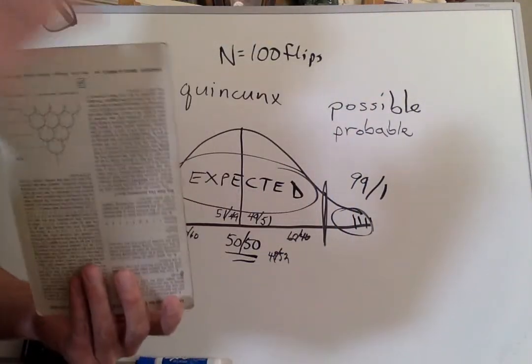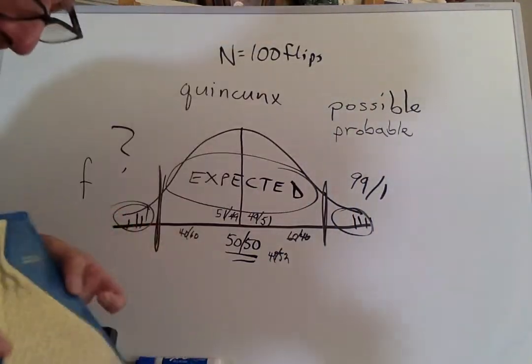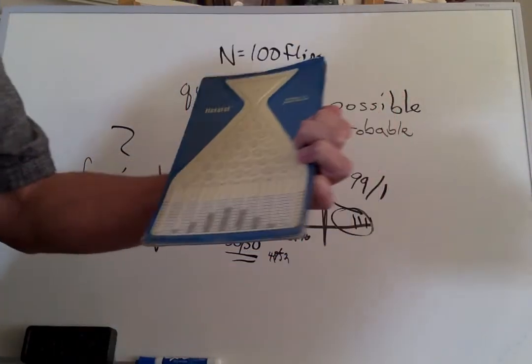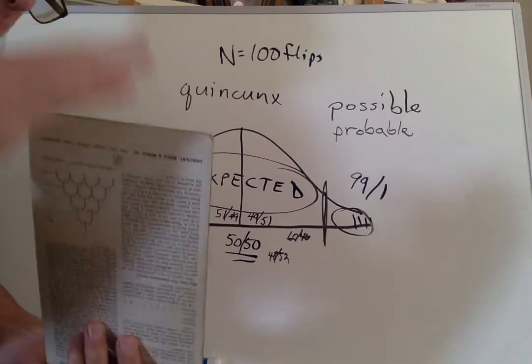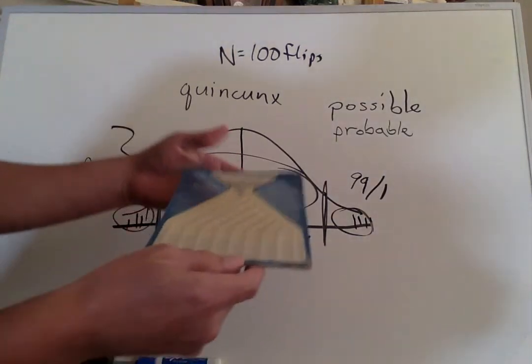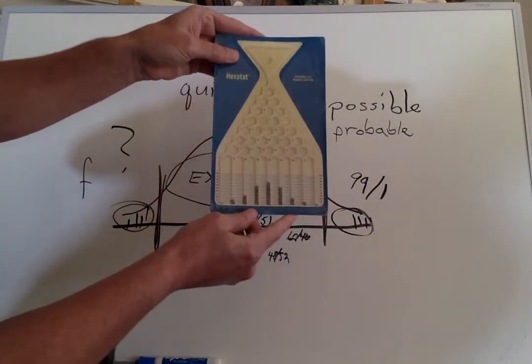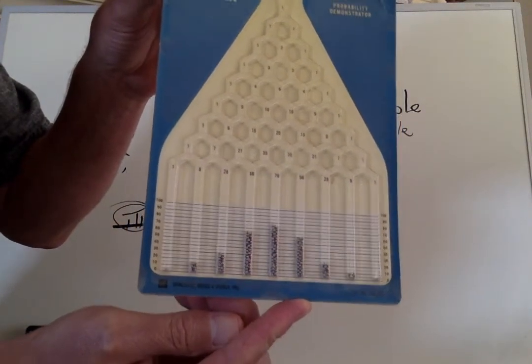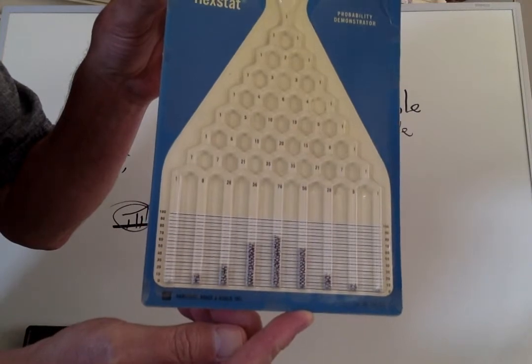Let me do this again. Same thing, okay? Let me do it again. Same thing, nice normal curve with the most in the middle, number 5.